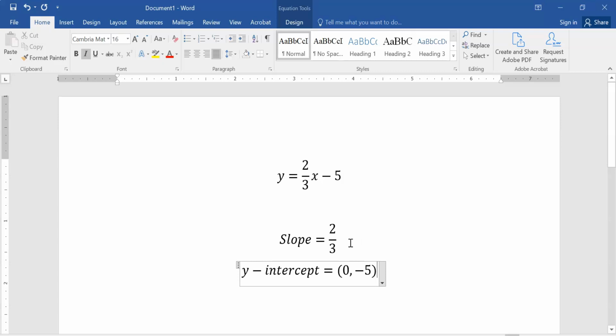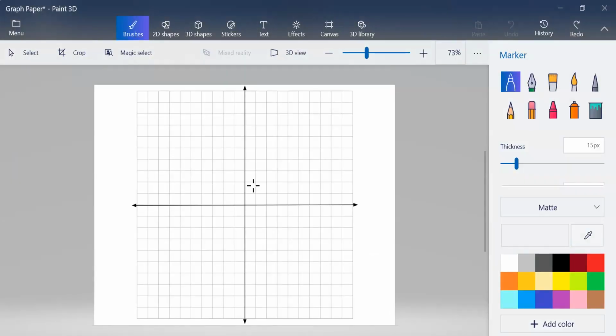So now that we have the slope of 2/3 and a y-intercept of 0, -5, we can graph on some graph. So let's take a look at the graph. Now we always are going to start with the y-intercept. That, remember, is 0, -5 in this case. So 0, -5 is right there. Okay, 5 units down along the y-axis.